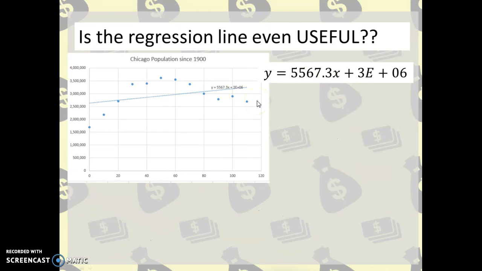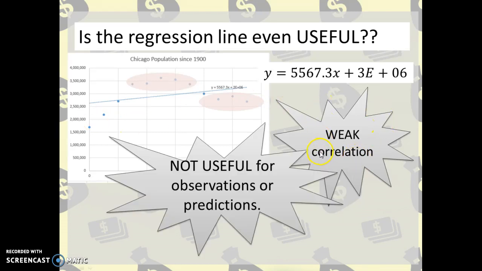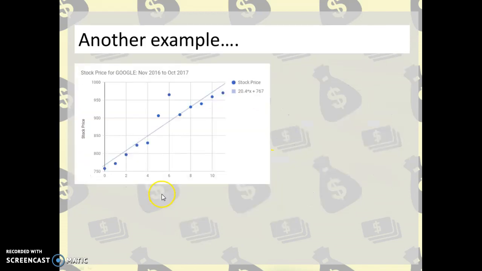So what's that mean? It means if I'm looking at data like this that is just not lining up on the line, I'm going to say I have a weak correlation. You can always find the line, but then you might have to say, you know what, this one's kind of a weak correlation. And I'm going to say it's not useful for observations or predictions.